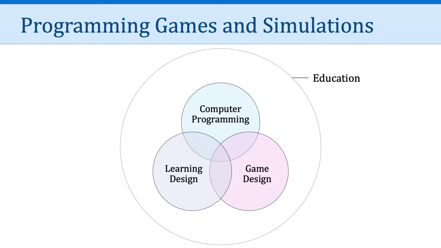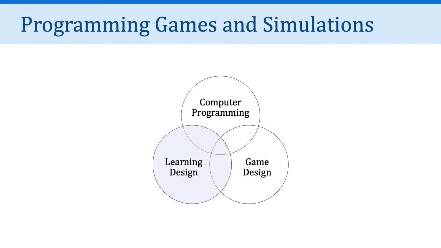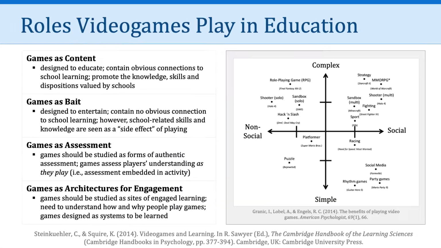So let's look at what we learned in each of these areas, starting with learning design. Well, in the beginning of the semester, we talked about the roles video games play in education. We learned that games can be seen as content, as bait, as assessment, or as architectures for engagement. We also learned that there are lots of different types of games that range from simple to complex, from non-social to social types of games.